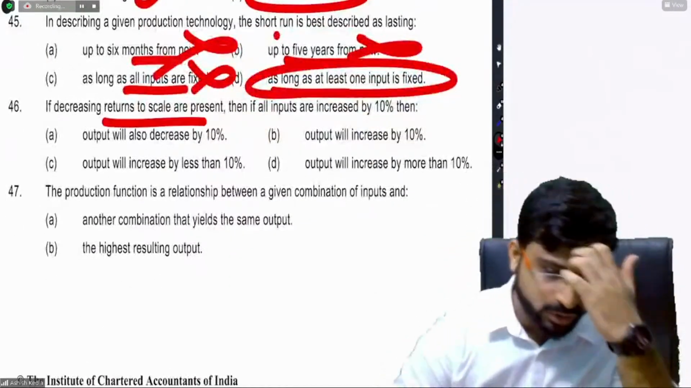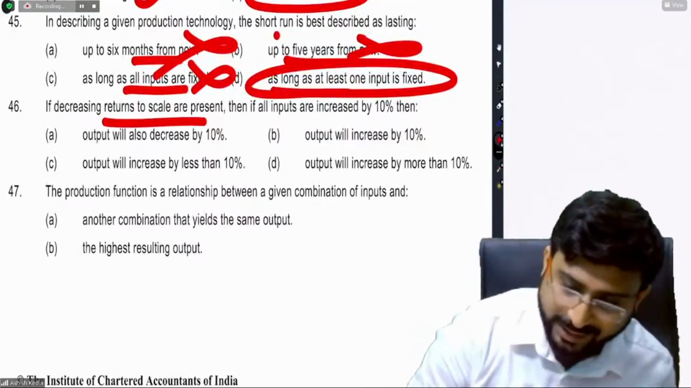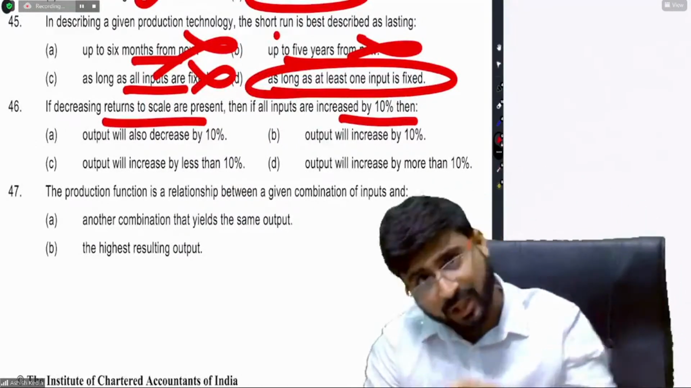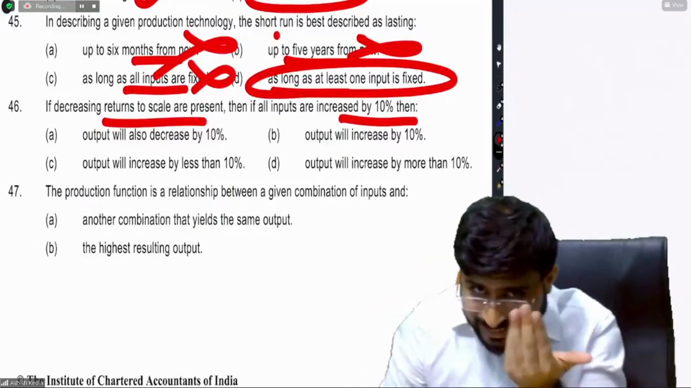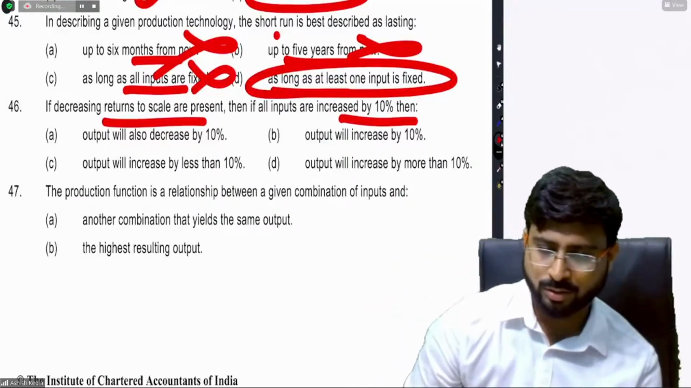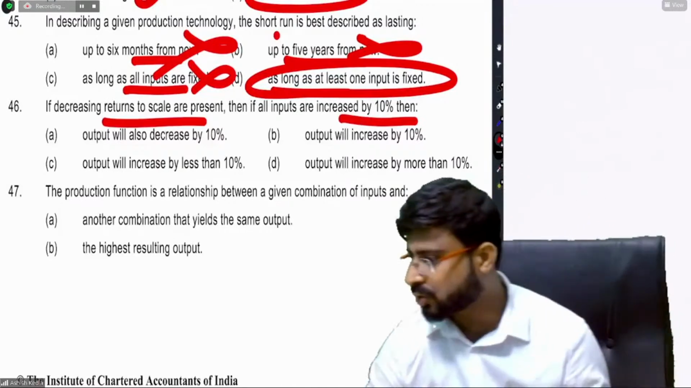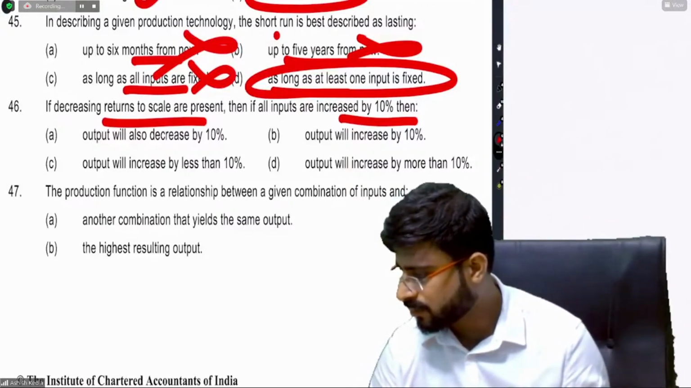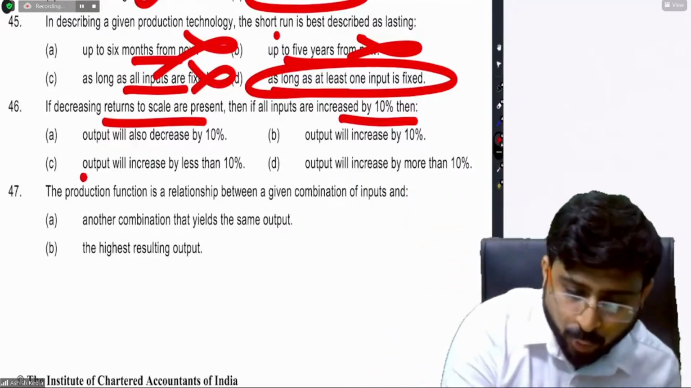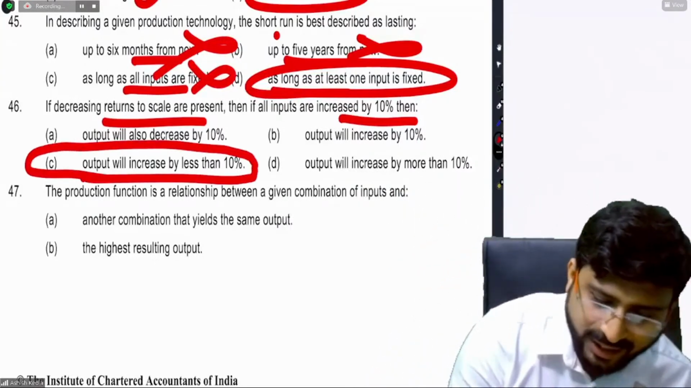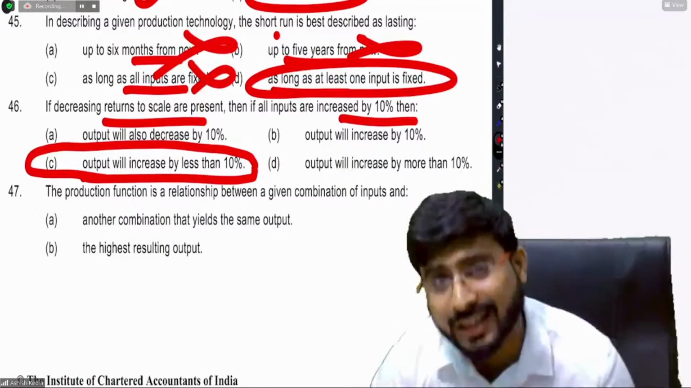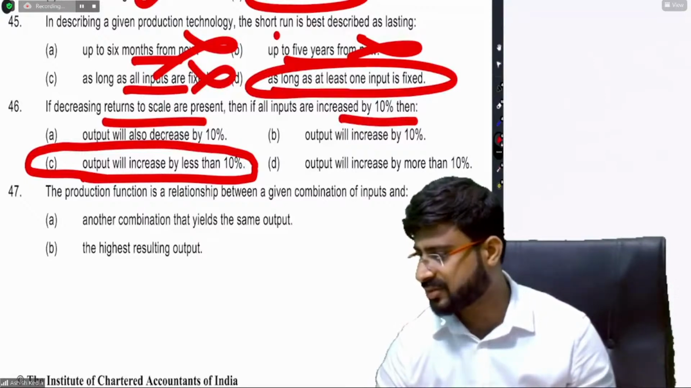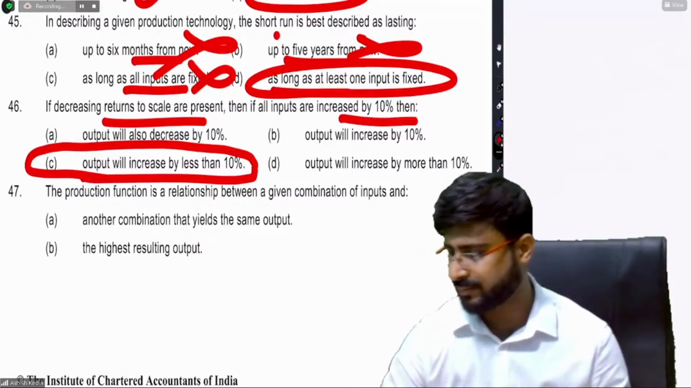If decreasing returns to scale are present, then if input increases by 10%, in decreasing returns to scale, output will rise, but less than the rise in input. Yes or no? So yes, output will increase, but by less than 10%. That's right. Friends, did you mark it correctly?